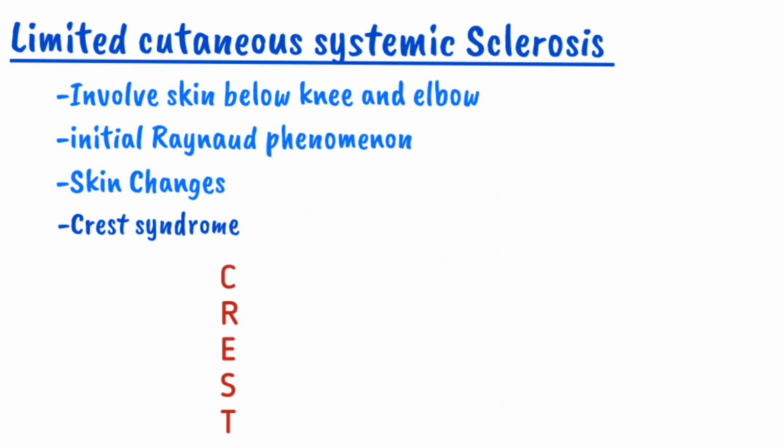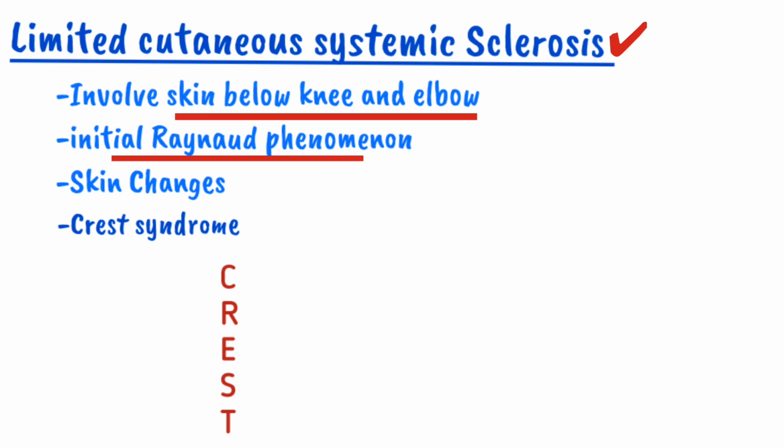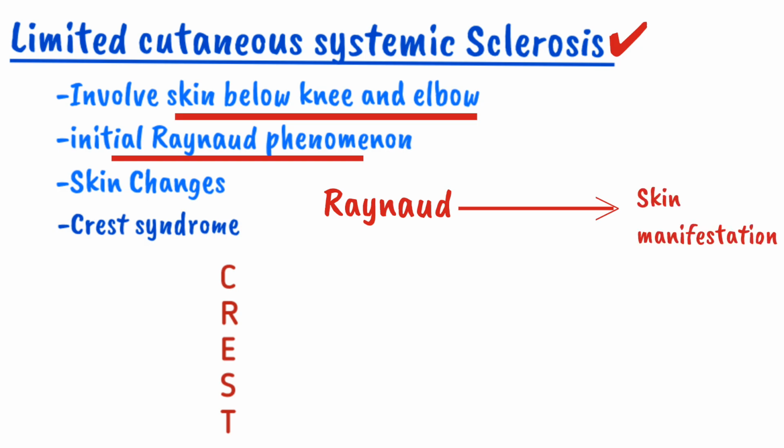of breath. After diffuse form, now come toward the limited cutaneous systemic sclerosis, also called as a limited form. In limited form, there is an involvement of skin, but the involvement of the skin is usually below knee and elbow joint. It also causes a Raynaud phenomena. But remember that in this case, initially there will be a Raynaud phenomena, and later on there will be a skin manifestation. It is opposite of a diffuse form. It is also called as a CREST syndrome.